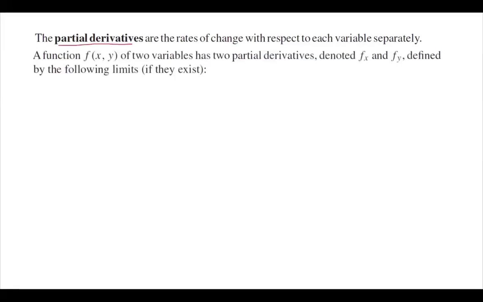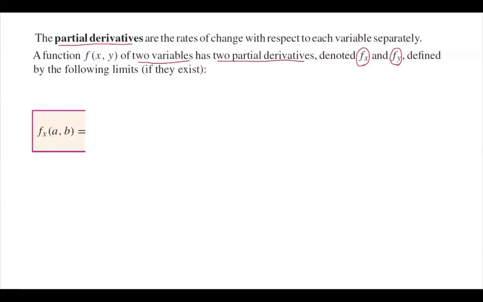In multivariable calculus, we have the concept of partial derivatives. Partial derivatives are the rates of change with respect to each variable respectively. A function like f of x and y with two free variables has two partial derivatives. The partial derivative with respect to x and the partial derivative with respect to y are defined using the limit definition.